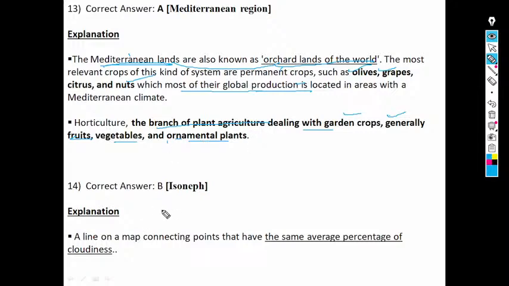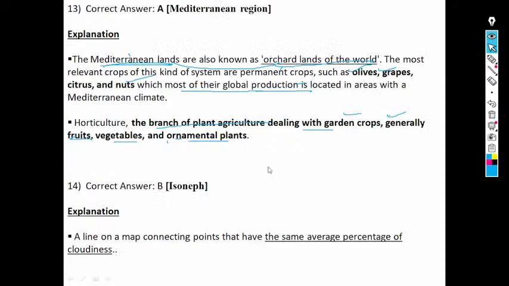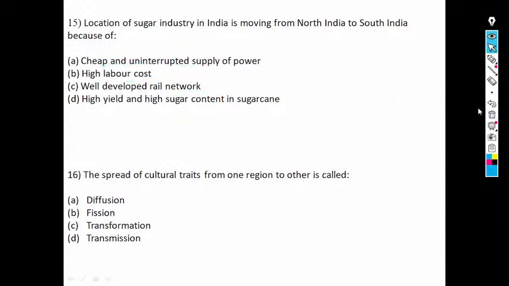Then there is a question on clouds, joining the points with equal cloud cover: isonef. Isonef is the line on a map connecting points that have the same average percentage of cloudiness. This is an easy one. Next question we will see. Location of the sugar industry in India is moving from north to south India. Why? Yes, we can give this answer.